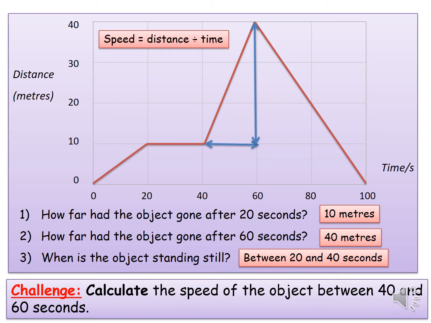So we are going to calculate the speed between 40 and 60 seconds. Once we have drawn the triangle, we then need to work out the time interval and the distance covered in this time interval. If we start at 40 seconds and go across to 60 seconds, we know that it has taken 20 seconds to cover this distance.